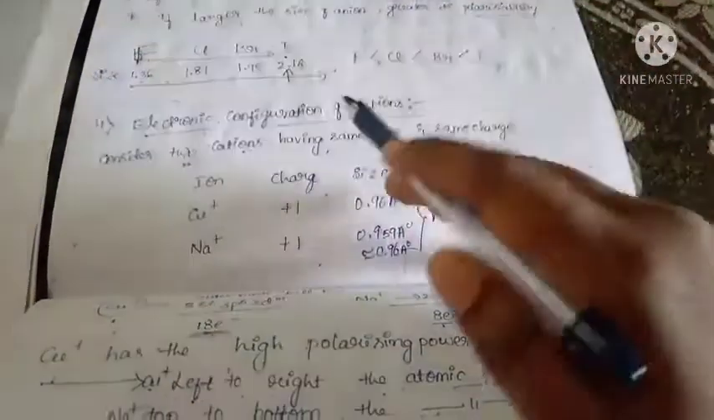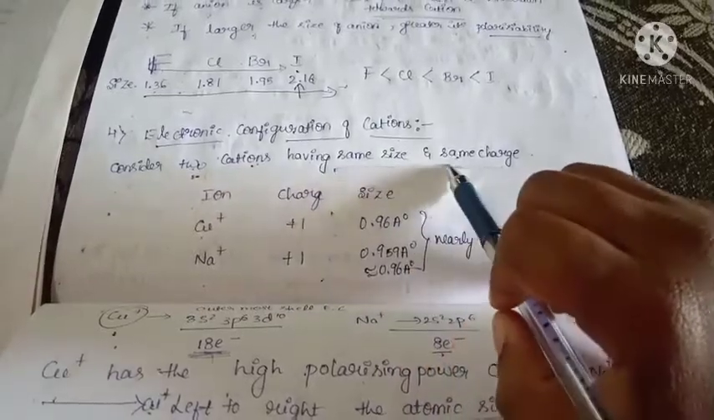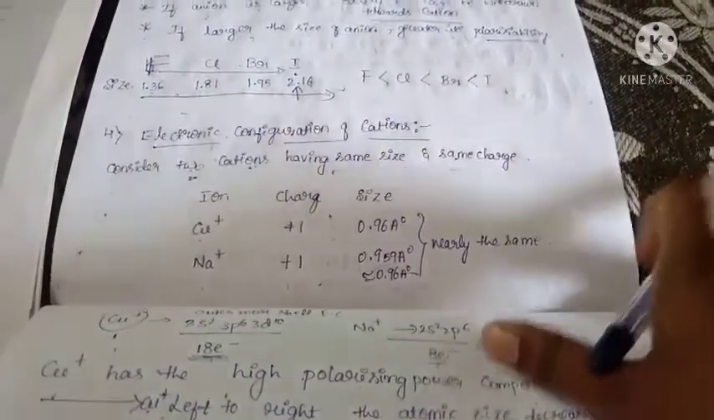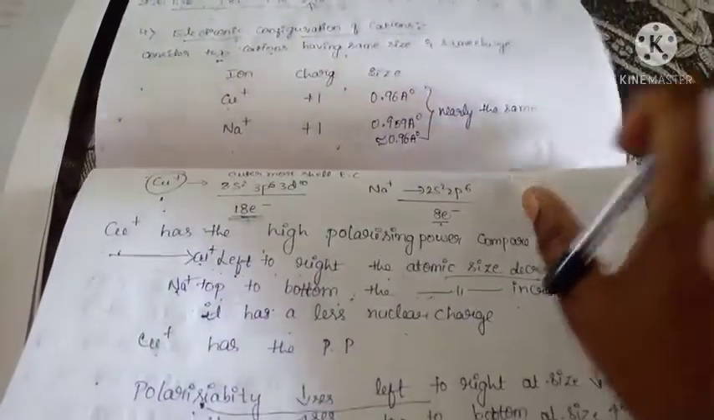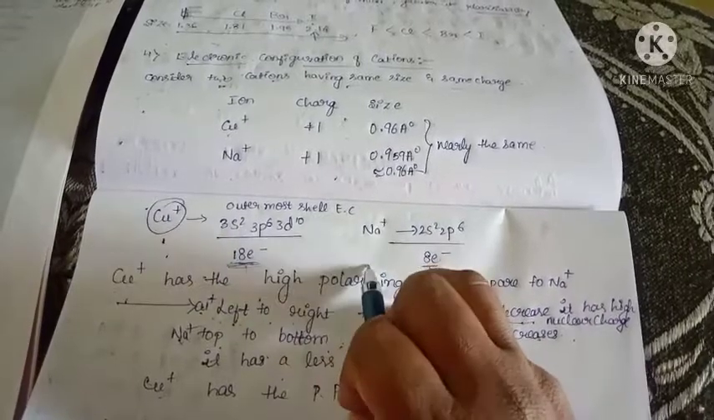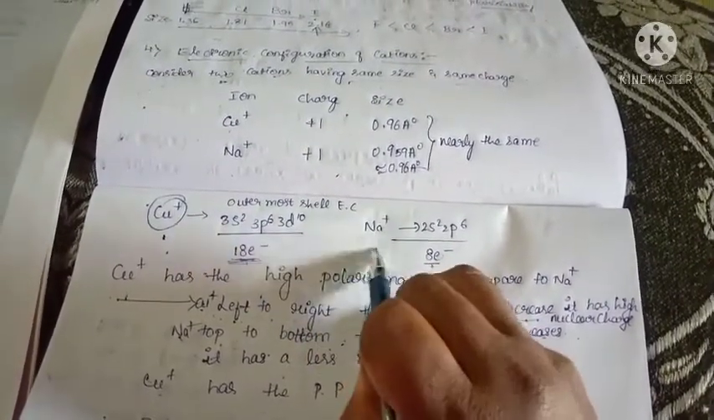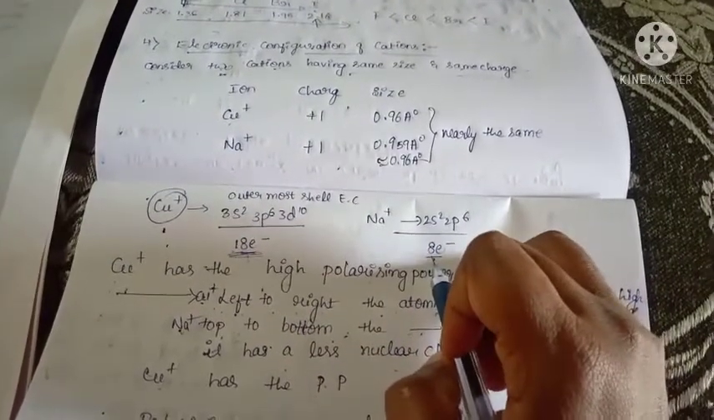Last is the electronic configuration of cation. Here they are considering two cations having the same size and the same charge. Copper and sodium have nearly the same size. We have to write the outermost shell electronic configuration of copper and sodium. Copper 3s2 3p6 3d10, sodium 2s2 2p6. Here 18 electrons are there, here 8 electrons are there.